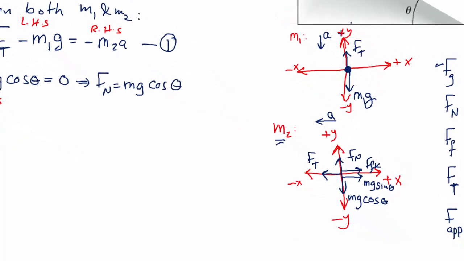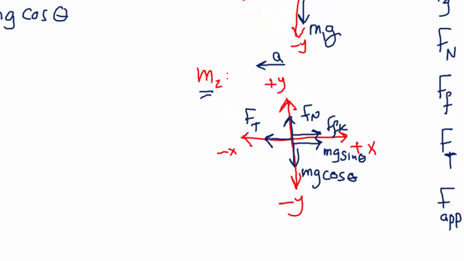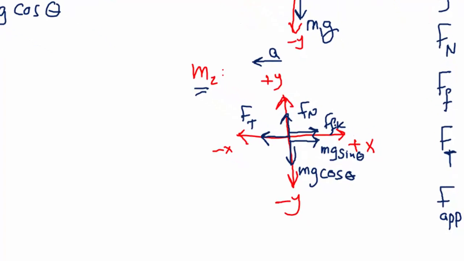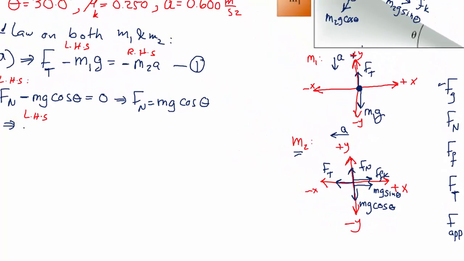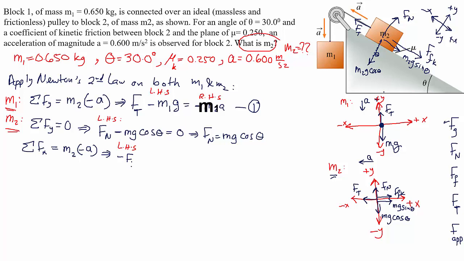We have two forces in the positive x direction and one force in the negative x direction. The two forces are the force of kinetic friction and the x component of the weight, which is M2g sine theta, while in the negative x direction we have the force of tension applied on M2. So basically we have the force of tension, which is a negative value, plus the force of kinetic friction, plus M2g sine theta, and this is equal to negative M2A. That's the right-hand side of Newton's law.